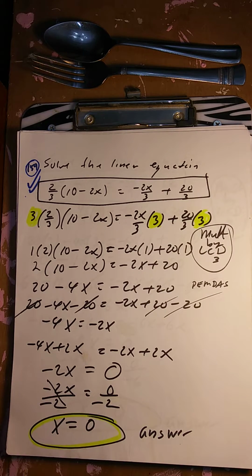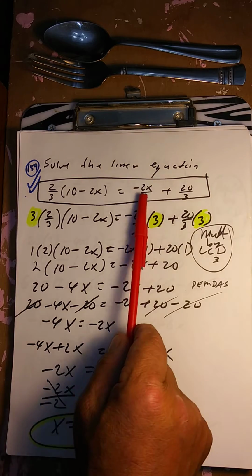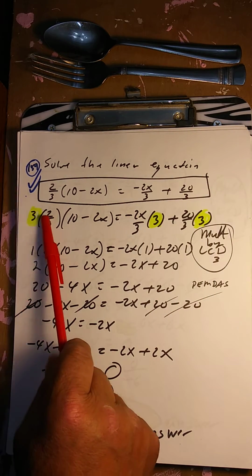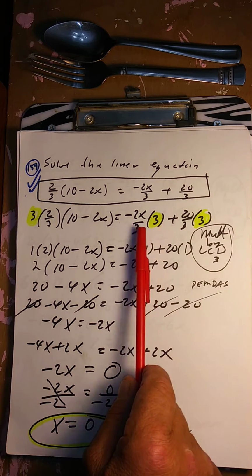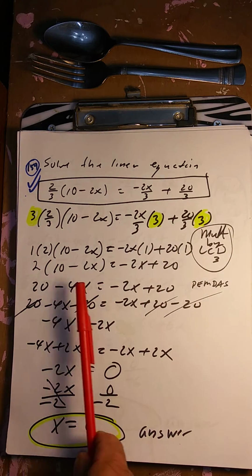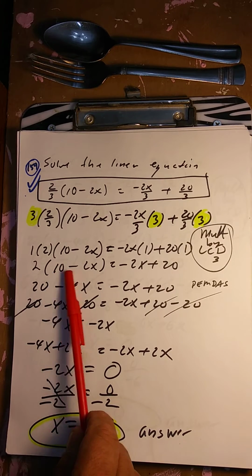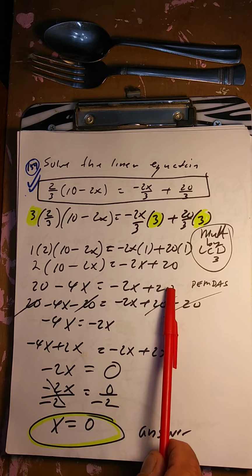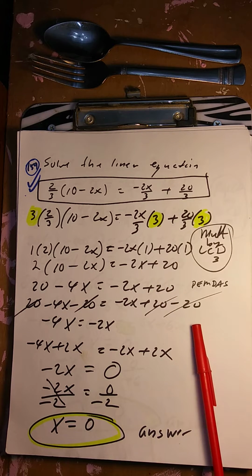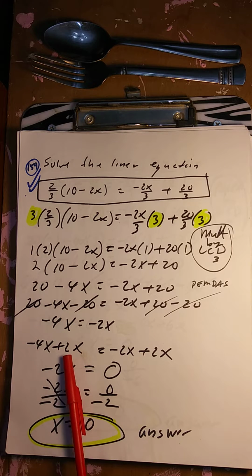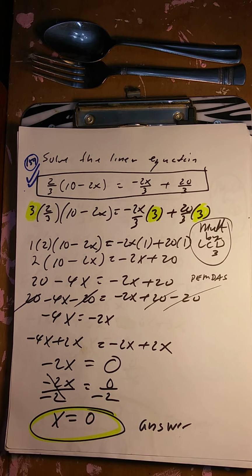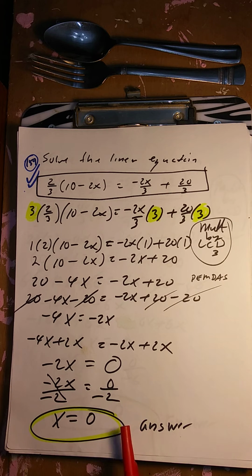Oh, more fractions. That's okay. LCD is 3, 3, 3, 3. Multiply everything by 3. 3 times that, 3 times that, 3 times that. So 3 times 3, 3 cancels this, 1. 1 times 2. 3 cancels 3 once. 3 cancels 3 once. So now we have 2 parentheses. 10 minus that 2x. That's going to be 20 minus 4x. And this gives me negative 2x plus 20. Minus 20 both sides. So we have negative 4x equals negative 2x. Add 2x. So negative 2x equals 0. Divide by negative 2. Divide by negative 2. And 0 by negative 2 is 0. We're done with that guy.